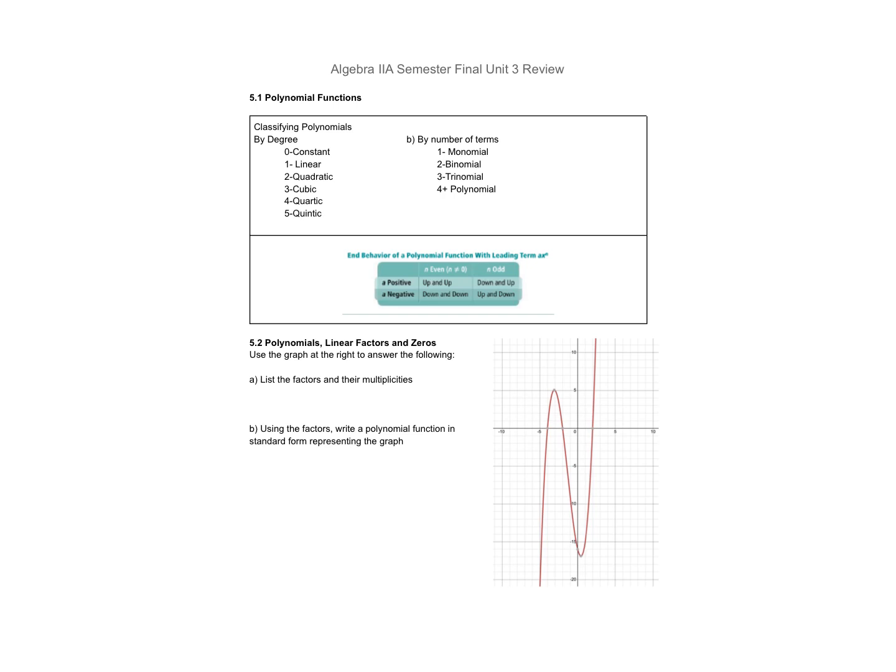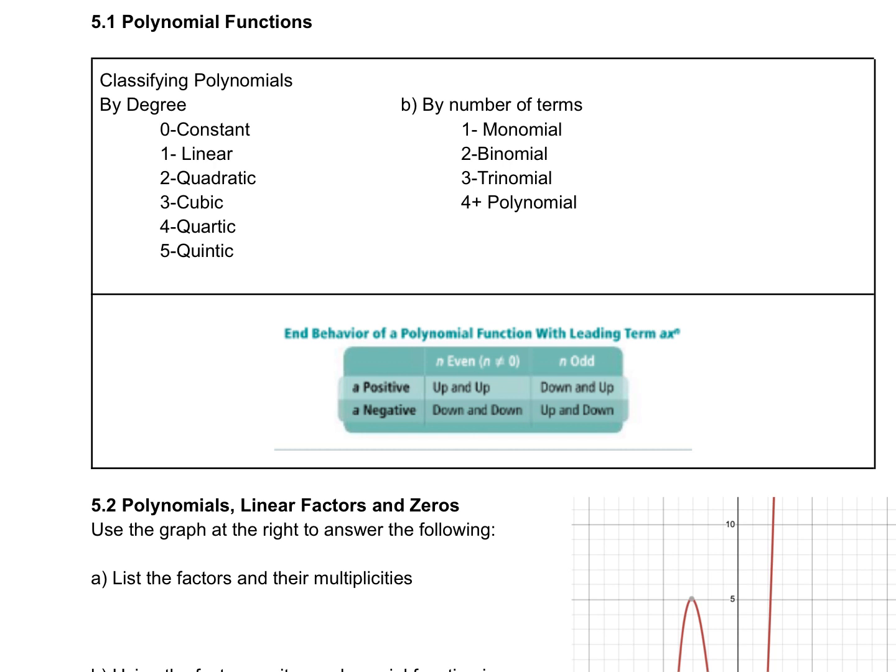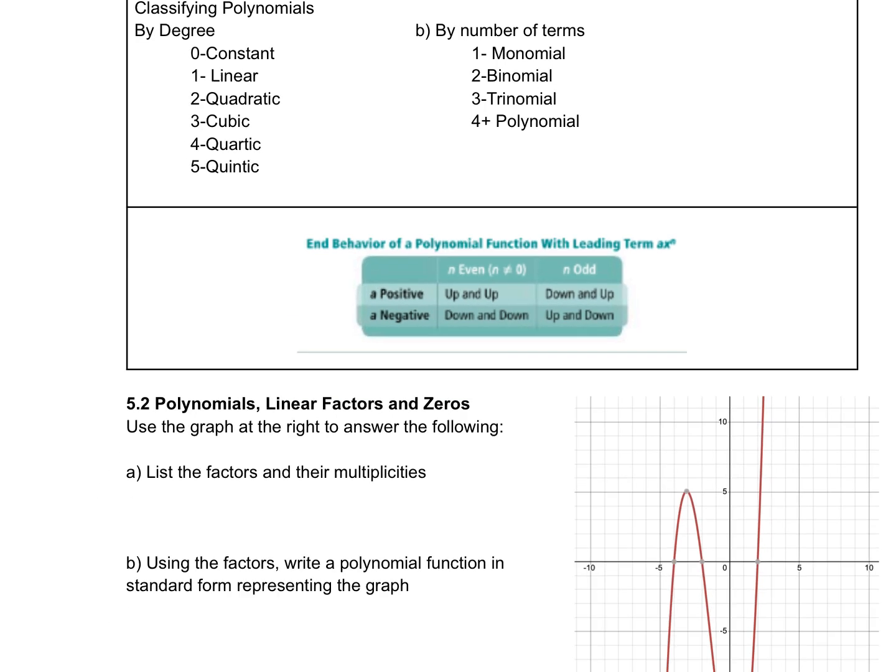All right, so the last unit for the semester final was Unit 3, the one we just finished up. Some things you're going to need to know for this unit: you're still going to need to know how to classify polynomials by the degree and the number of terms, okay? And then also you're going to need to know that little blue chart. It's not going anywhere. You need to know about end behaviors, so make sure you have that memorized.